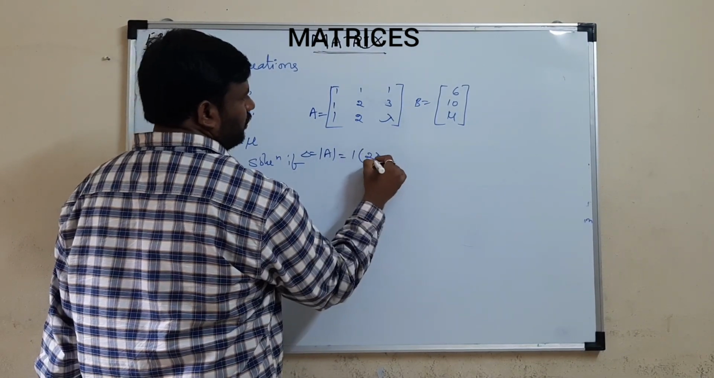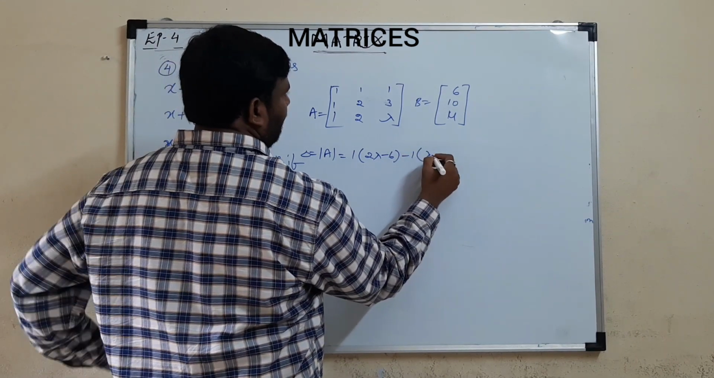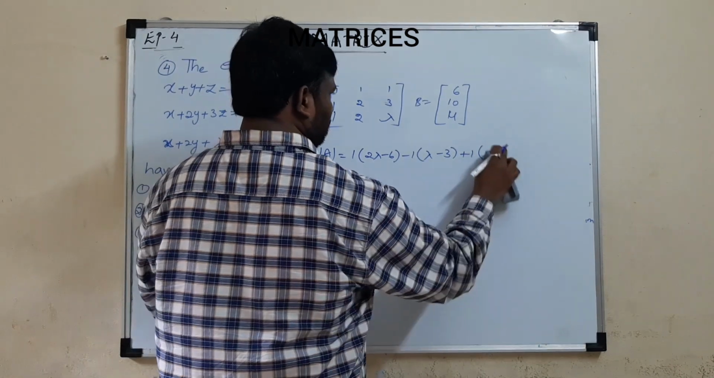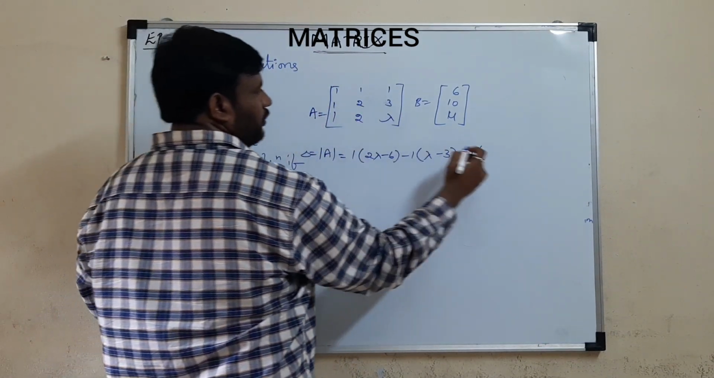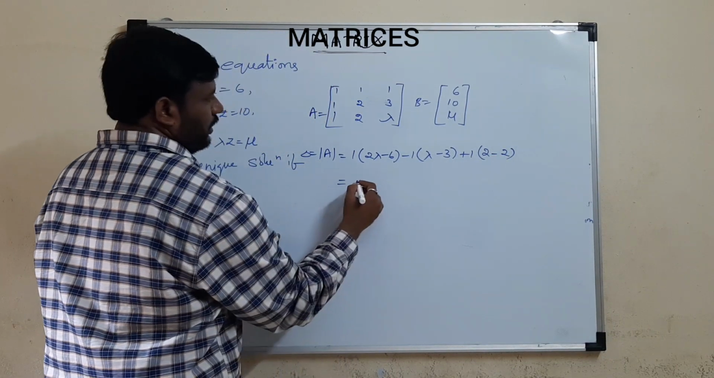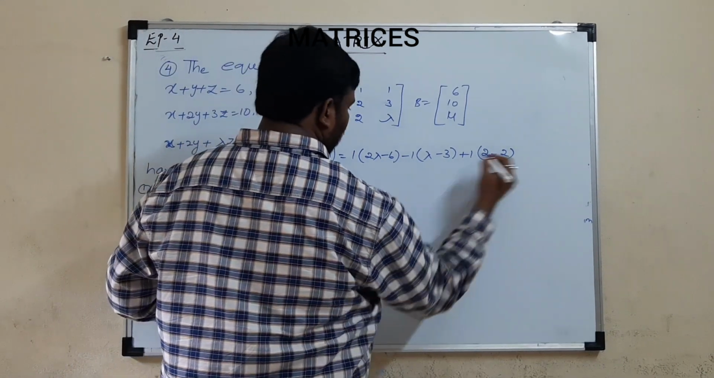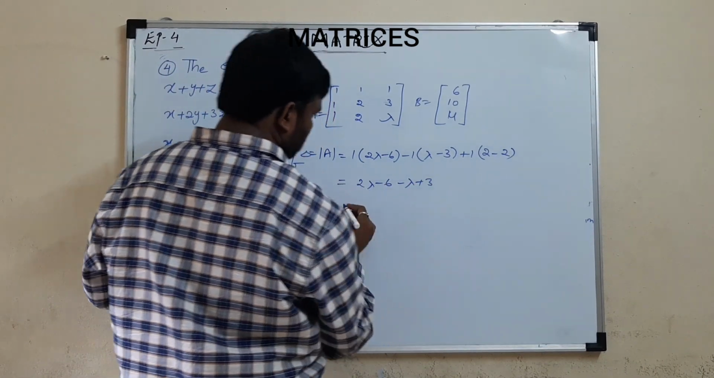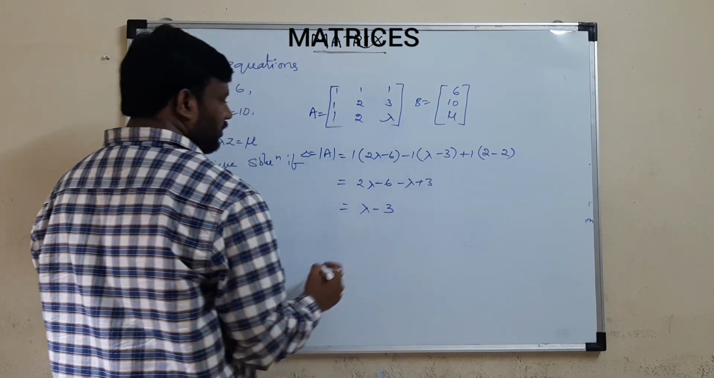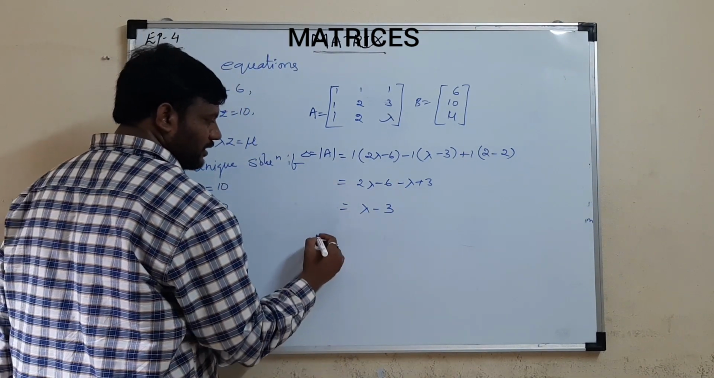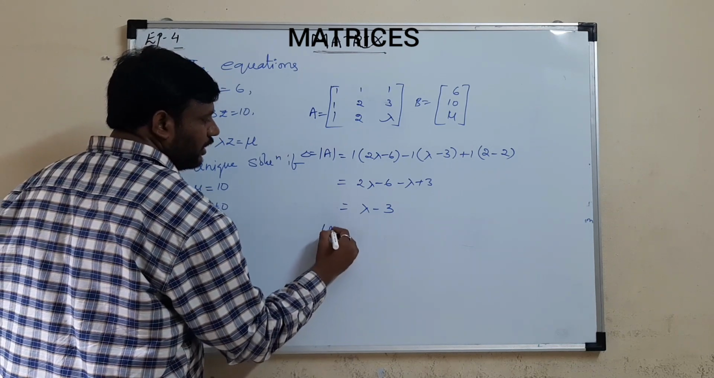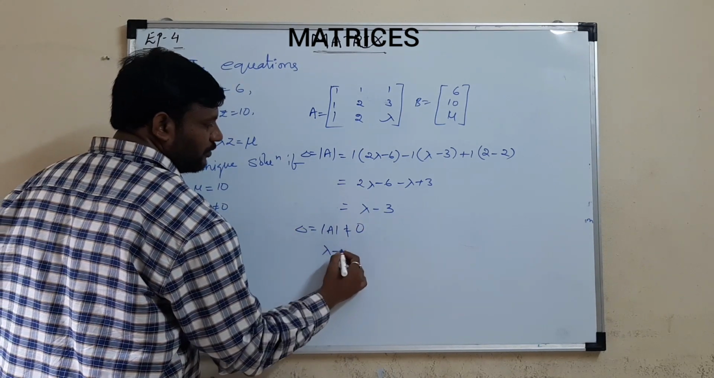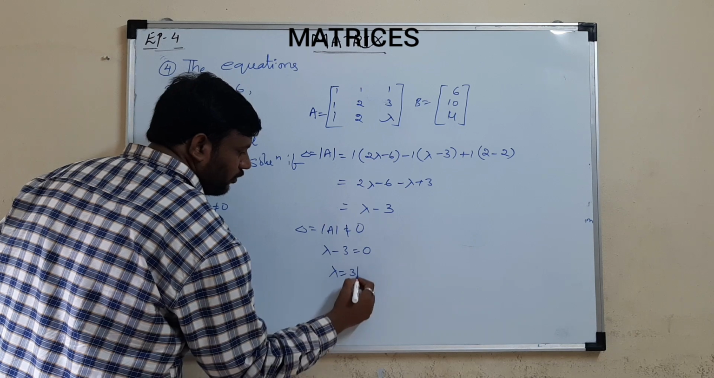We can go for direct or we can use the operations also. So I go for direct here: 2 lambda minus 6, minus 1 of lambda minus 3, plus 1 of 2 minus 2. So 2 lambda minus 6 minus lambda plus 3 gives lambda minus 3. Before I said that for a unique solution, det A should not equal 0, so lambda minus 3 not equal to 0, lambda not equal to 3.